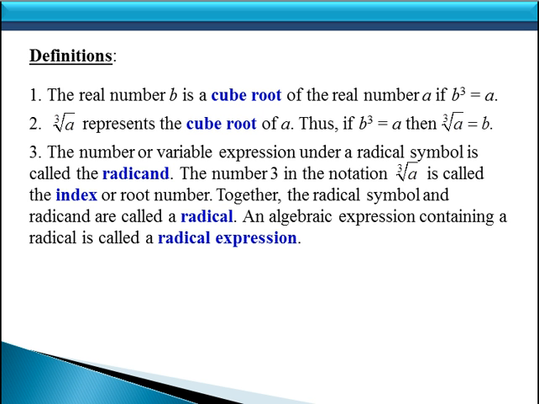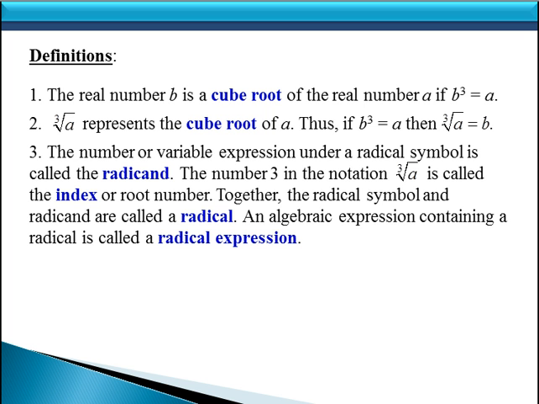And then the number or variable expression under the radical symbol is called the radicand. So just like with the square roots, with cube roots and really any number root that we'll be looking at, the number or expression underneath that radical symbol is called the radicand. And the number 3 in this notation, that little number 3, is called the index, or sometimes called the root number. With a square root, the index is 2, but you'll never see the 2 actually written in. It's just implied to be a 2. So keep that in mind.